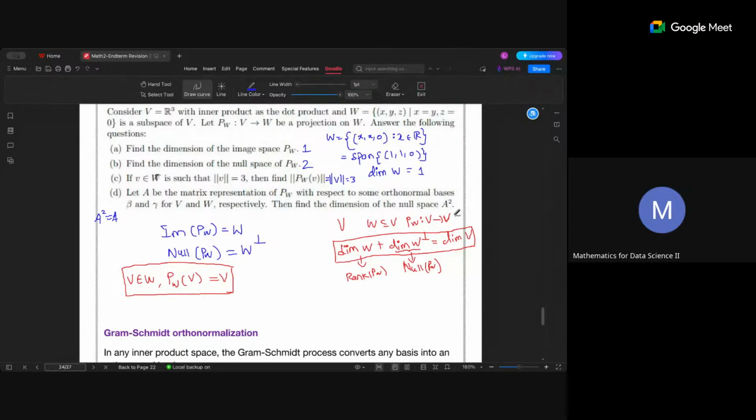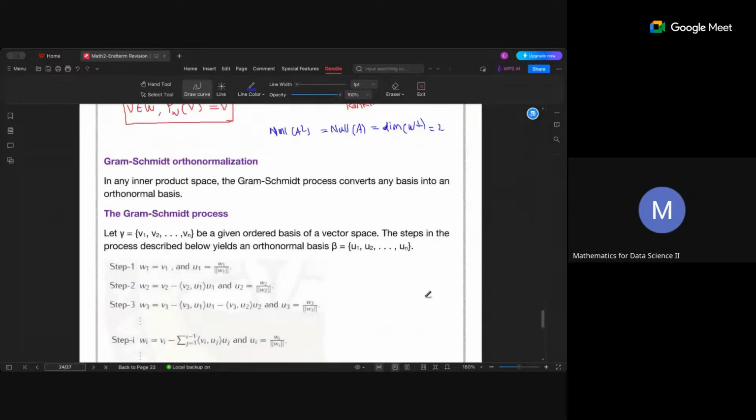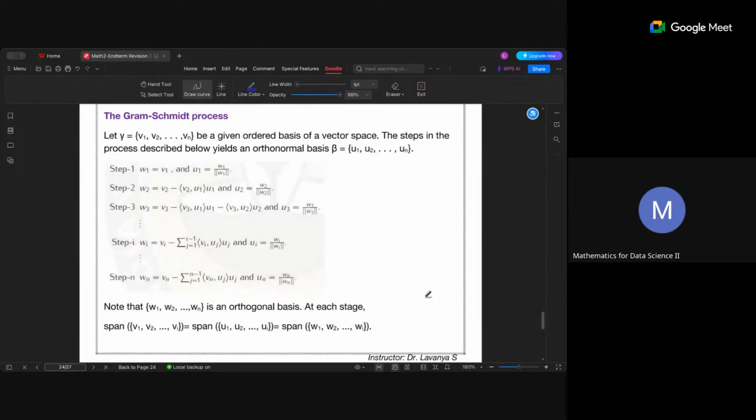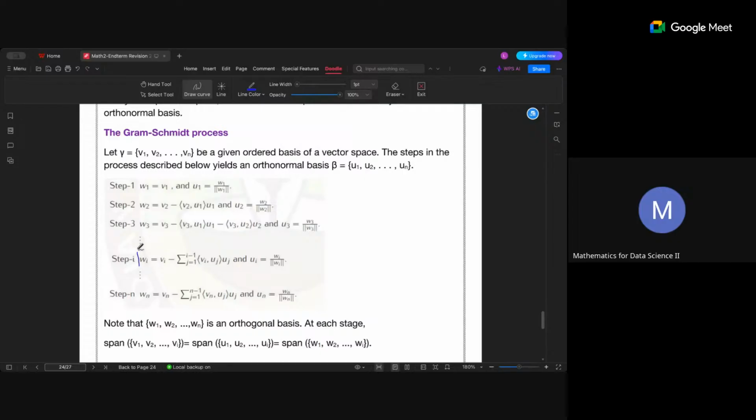So you already know the dimension of W perp. What is the dimension of W perp? 2. So the answer is 2 here. Do you understand? Null of A square is equal to null of A, which has the dimension of W perp. So it is 2. Fine. So for the Gram-Schmidt orthogonalization, you just have to remember this formula.